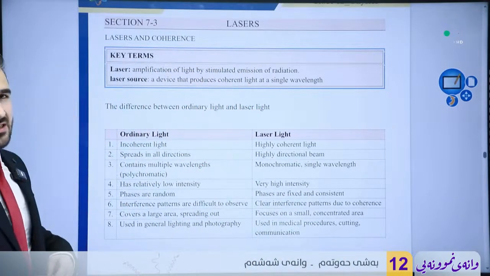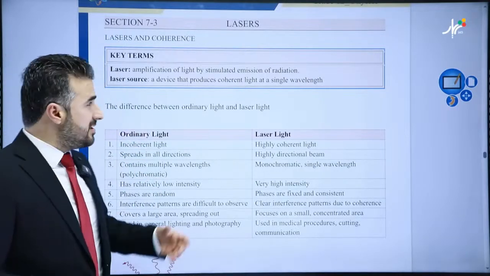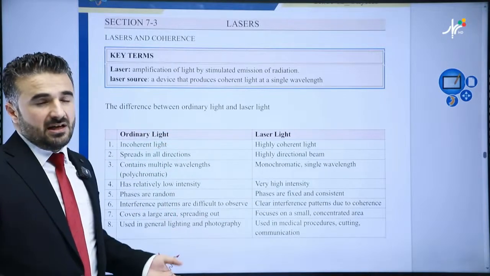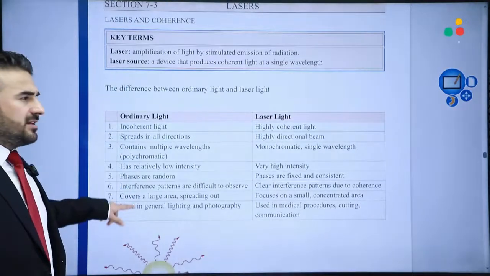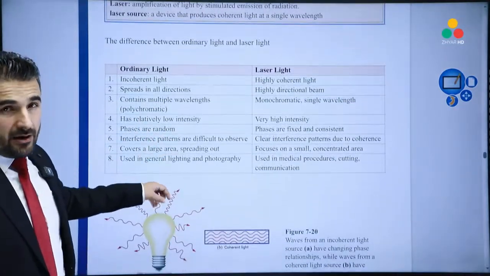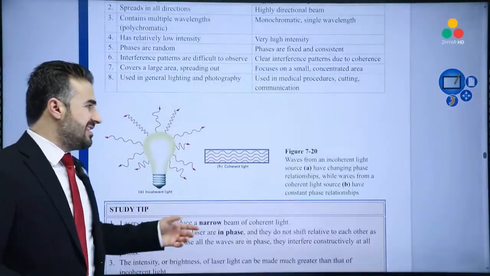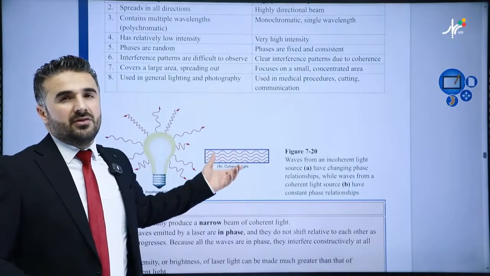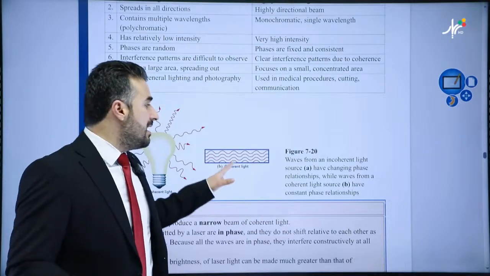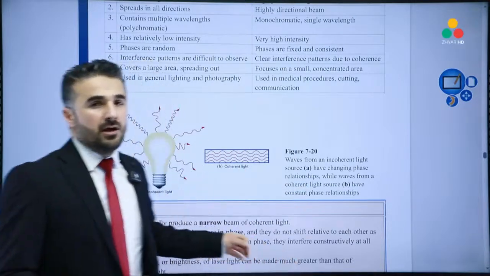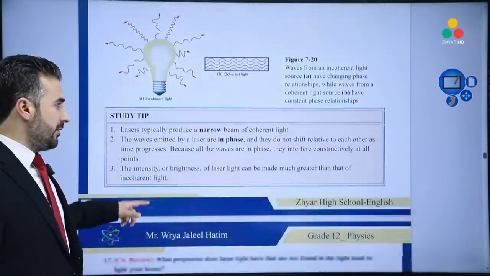Also we said that we have a laser source, which is basically the device that produces the coherent light, or the laser light, at a single wavelength. Then in the previous lesson, we went through the differences between laser light and ordinary light as well. One of the main differences is that laser light is monochromatic, that is a single wavelength, and it is coherent. That means they maintain the same or constant phase difference along the way, which is unlike light of normal or ordinary sources.